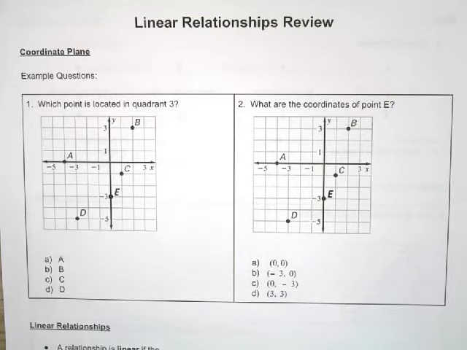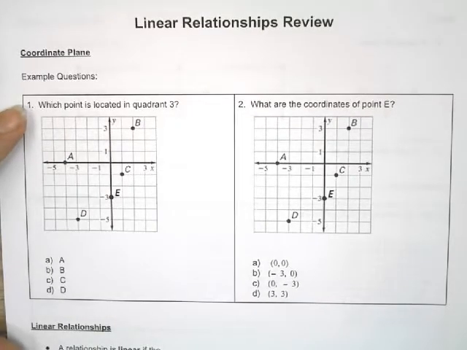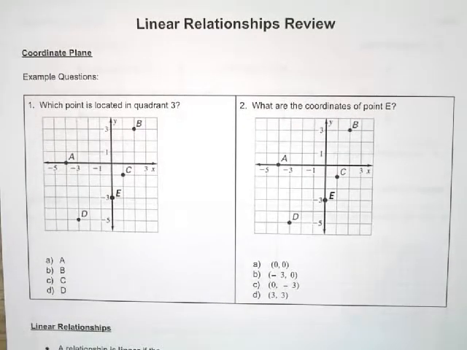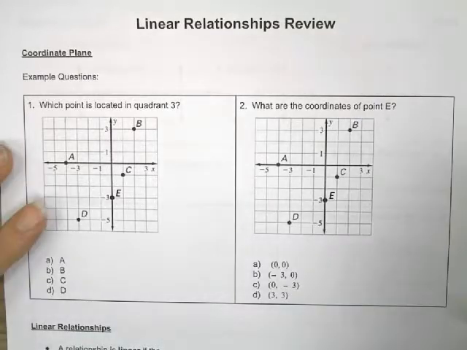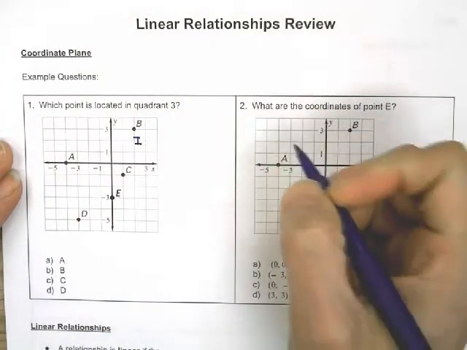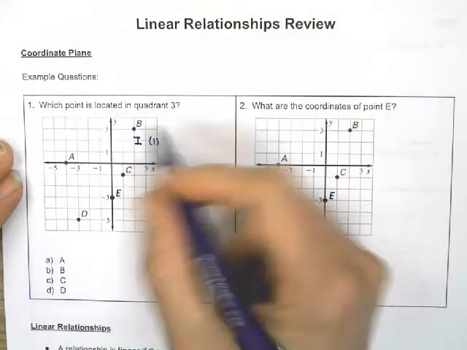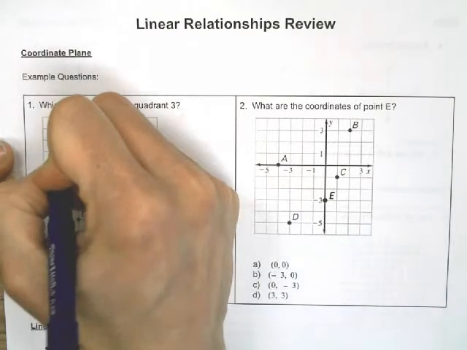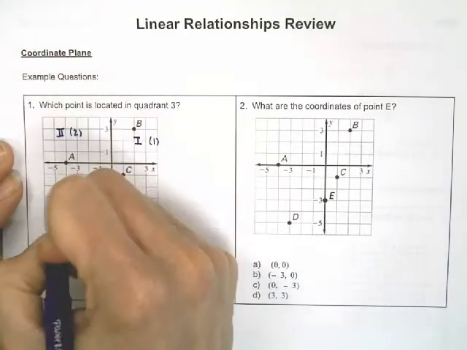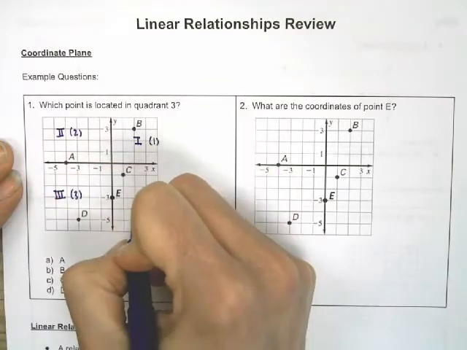And so what I have here are a couple example questions. So the first one is, which point is located in quadrant 3? So obviously for this, you'll need to remember what those quadrants are. So for a quick review, if we start in the top right, we have quadrant 1, or we could just use the number 1. And we move counterclockwise. So here we have quadrant 2, quadrant 3, and then quadrant 4.